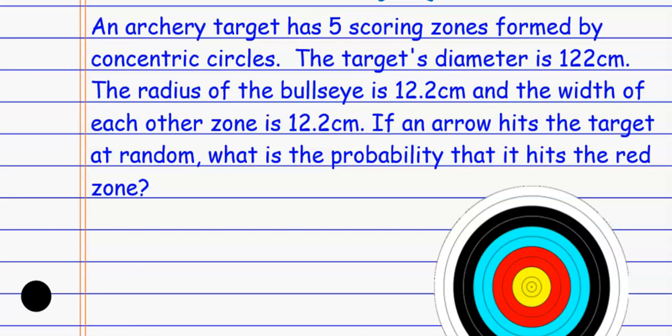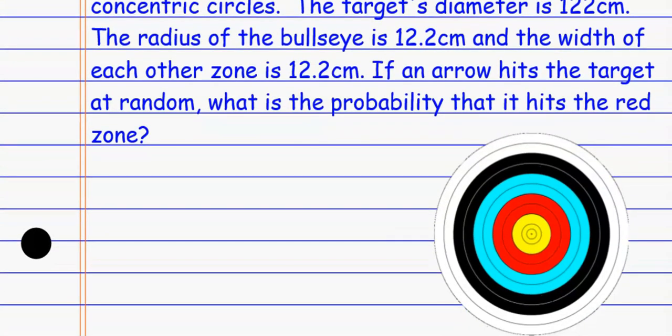Okay, so once again, we have to look at these circles. We have to find the area of the thing we want. So we need to find the area of that red, of those red sections. So we're going to start by kind of looking at the entire circle. And when we look at the entire circle, it says that the diameter of the entire circle, so the whole way across here, is 122.